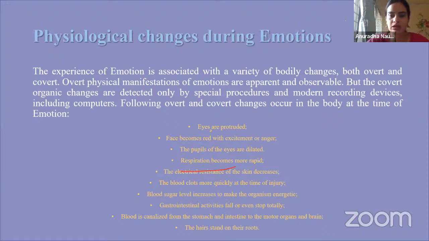So for example, overt can be eyes widening or the play of a smile, face becoming red with excitement or anger, pupils dilated, respiration becoming rapid. Electrical resistance of the skin, this you cannot measure by observing, but this is a covert experience of emotion. Electrical resistance of the skin is not something that we can observe, but it is something that can be recorded through modern devices. So this is a covert experience of emotion.